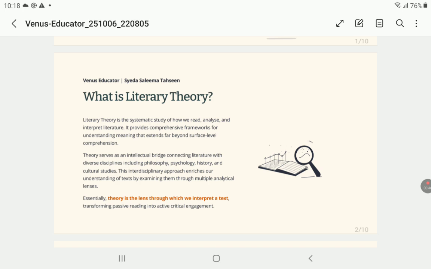Basically, it is like a lens through which we interpret a text, analyzing the work from different angles. For example, if I am wearing the lens of feminist perspective, then I am going to look at the text from a feminist perspective, right? If I use the lens of formalism, I am going to look at the text from that perspective. So literary theory is basically the lenses through which we interpret the text.